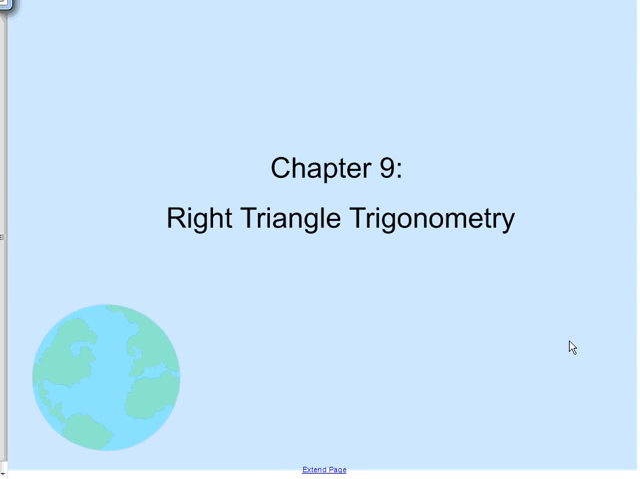All right, today we are going to be starting chapter 9, which is right triangle trigonometry. If you recall from algebra, we learned a little bit about right triangle trigonometry with sine, cosine, and tangent. In this chapter, we're going to focus on those ideas you were introduced to in algebra and expand on them some more. Specifically today, we're only going to focus on the tangent ratio.